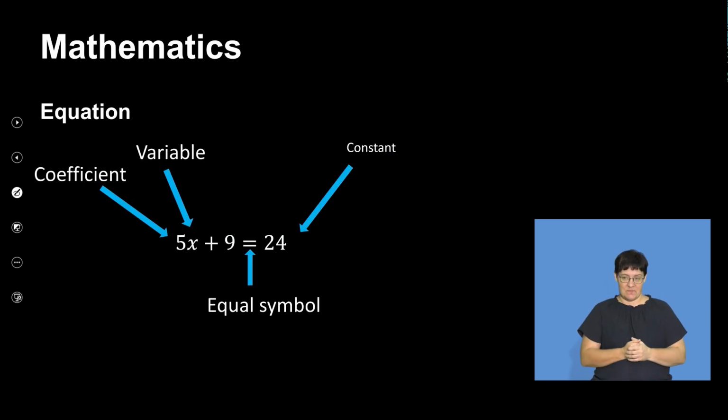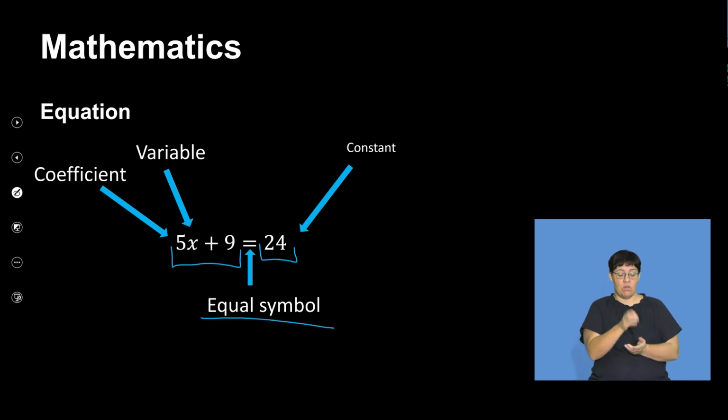Now, for an example of this, I just want you to know the different language or vocab that we use for an equation. So if I have 5x + 9 = 24, firstly, the 5x + 9 is just an expression. The 24 is just an expression. The equal symbol means that the expression on the left must be equal to the expression on the right in value. But let's look at what is the expression on the left.